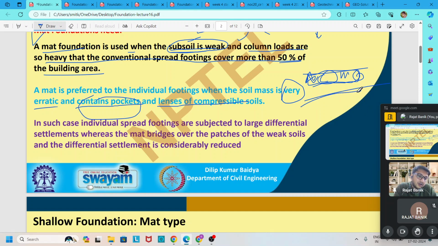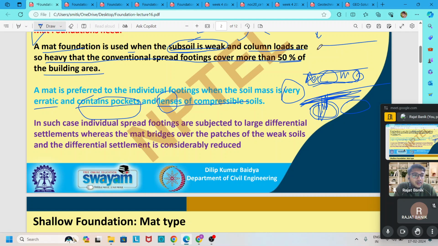You see that below the ground surface there is a hard layer. Below the hard layer there are some voids present. Due to an earthquake, these voids get loosened up and the structure may fall due to the uneven settlement of the ground. Then there is the presence of lenses.